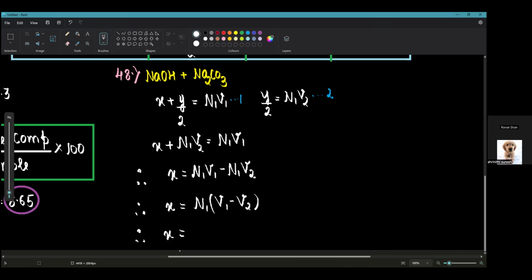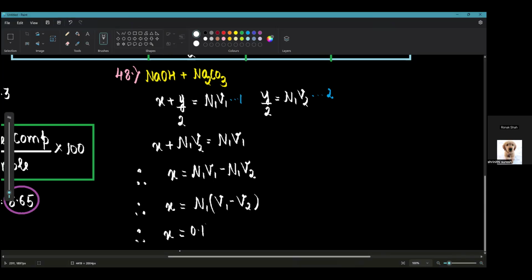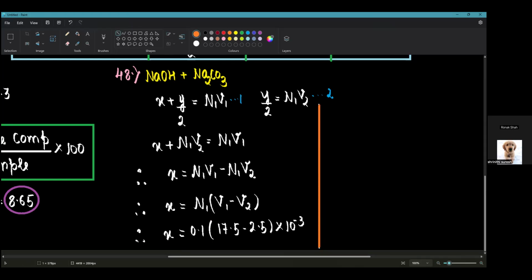So what is x? Can you tell me the normality of HCl that they have given? 0.1 is given to us. And V1 is 17.5, V2 is 2.5 milliliters. But this volume has to be multiplied by 10 raised to minus 3 because we need it in liters, and it is given in milliliters. Now let's show the calculation further.